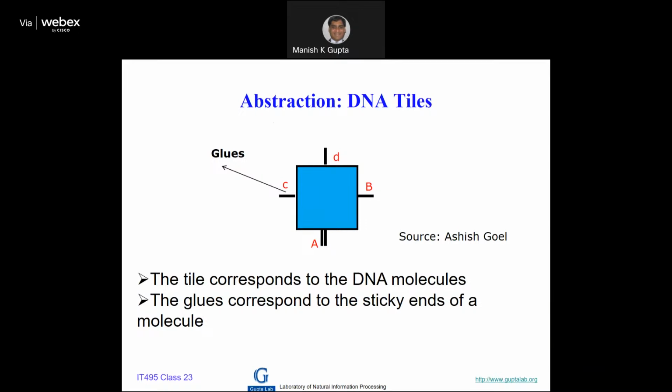And so that you can actually do certain things, right? Tiles correspond to the DNA molecules and the glues correspond to the sticky ends of the molecules. You see, these glues are of certain strength. Strength 1, strength 2, strength 3, and so on, right? So this is the whole capture of the thermodynamic reaction process, right? So these tiles are important for us. Now let me show you certain computations.